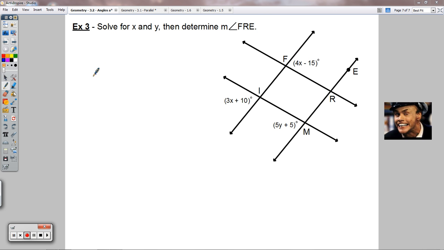Why, certainly. Solve for x and y, then determine the measure of angle FRE.